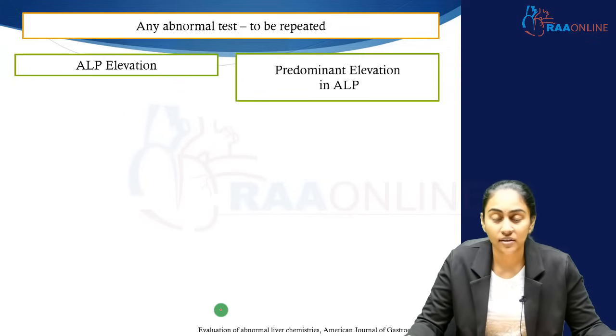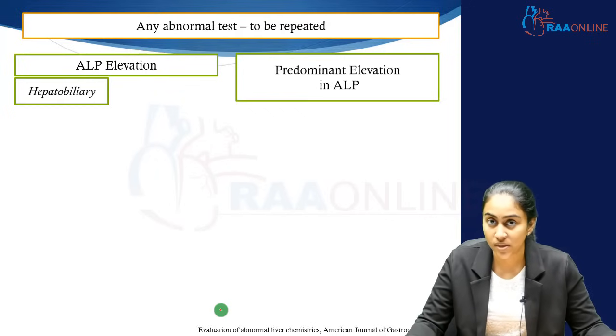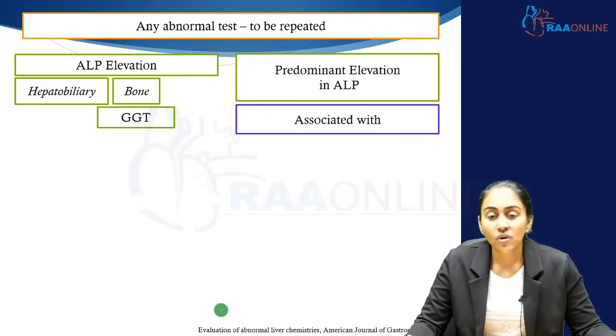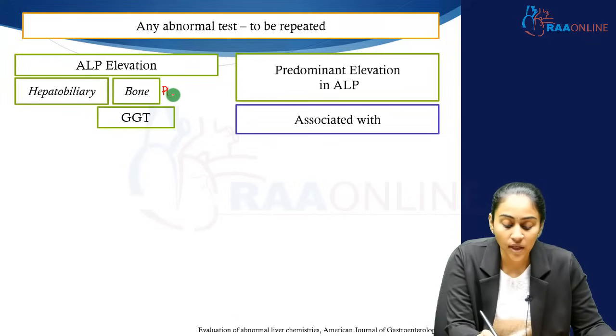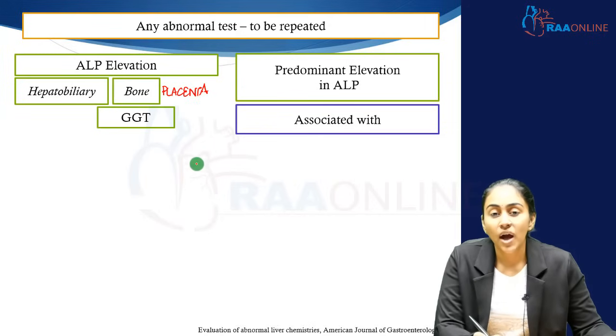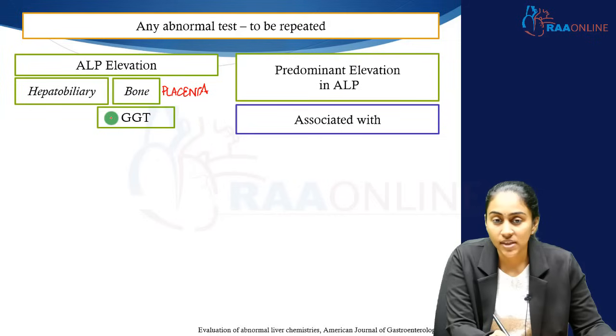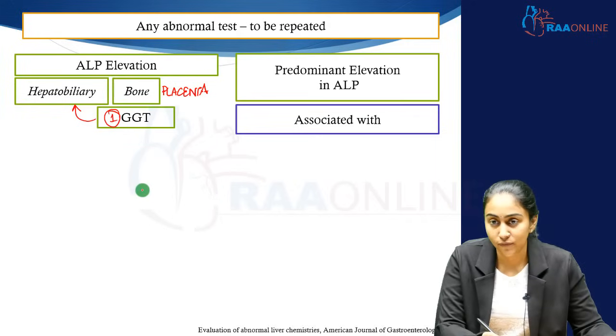Now, as I said earlier, any and every alkaline phosphatase elevation does not always point towards the liver, because there are three important sources: the hepatobiliary, bone, and the placenta. So whenever you have a patient with elevated alkaline phosphatase, GGT is the first thing that needs to be done, and if GGT is high, it points towards a hepatobiliary source of alkaline phosphatase.